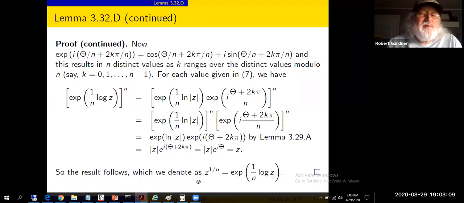So we're going to denote that. This is the first time we've dealt with this as it relates to exponential functions. It won't be the last. We're going to denote z to the 1 over n, the nth roots of z, as e to the 1 over n log z. This allows us to make that kind of notational claim.